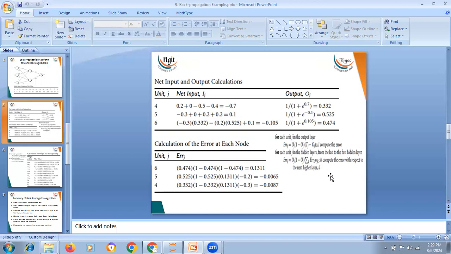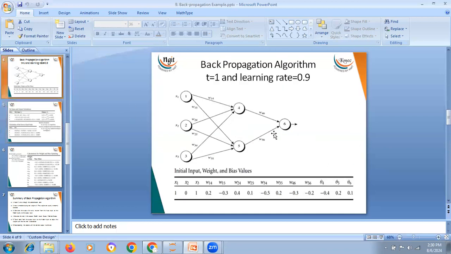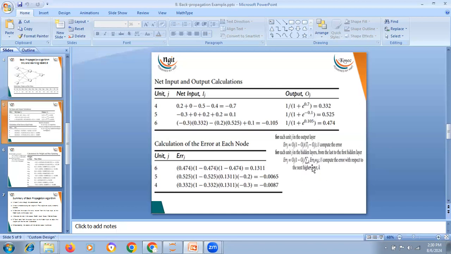Now I should know the error at the hidden layer also. For that purpose, the error at the output layer will act as the input and that will be multiplied with the weight. You have the error at this neuron. Now these weights will be multiplied with that error. Then you will get the error at these two hidden neurons. So that error is multiplied with the weight summation and it is multiplied with the derivative of the output. Derivative of output means what? O multiplied by 1 minus O. That is called the derivative.